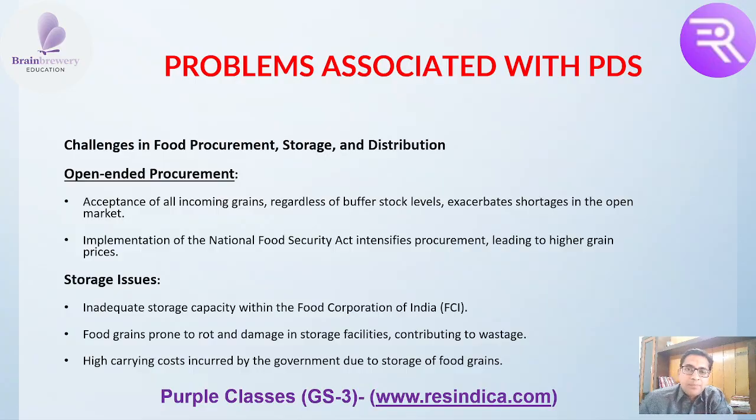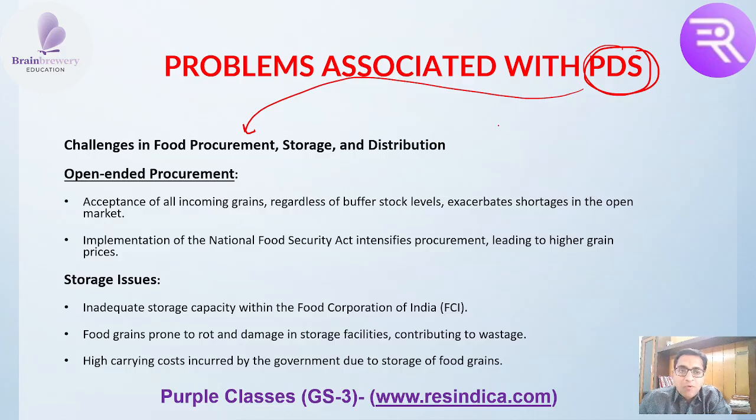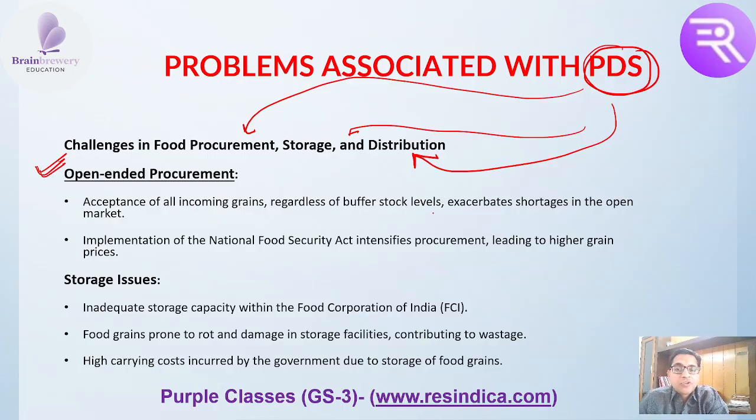Now we are coming to the problems associated with PDS. What is the role of PDS in food procurement? What issues come under storage, and what issues come under distribution? So first we will look at open-ended procurement. Acceptance of all incoming grain regardless of the buffer stock level exacerbates the shortage in the open market. That means you are bound to buy anything which is coming to you. You start buying, even if you have got a buffer limit, and still you exceed your buffer limit. Because of that, there is a shortage that happens in the open market.